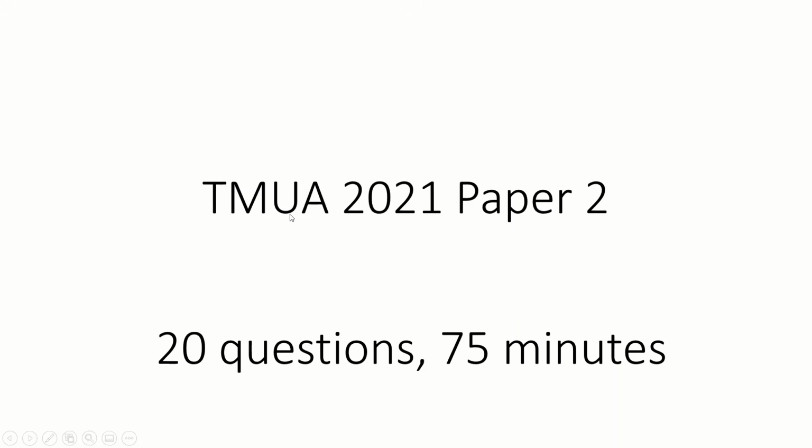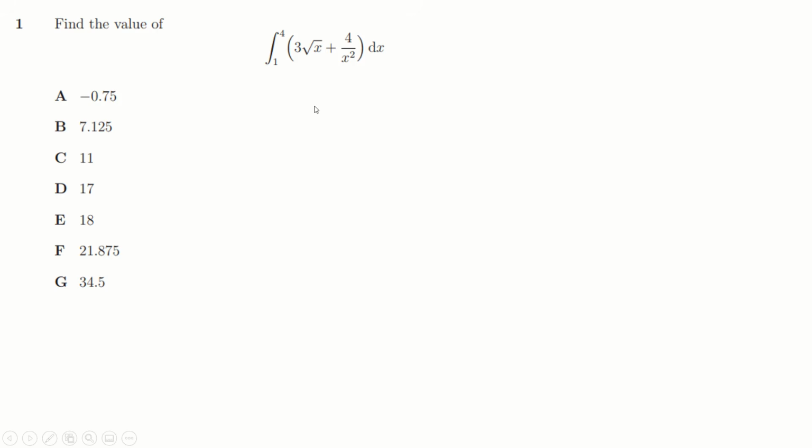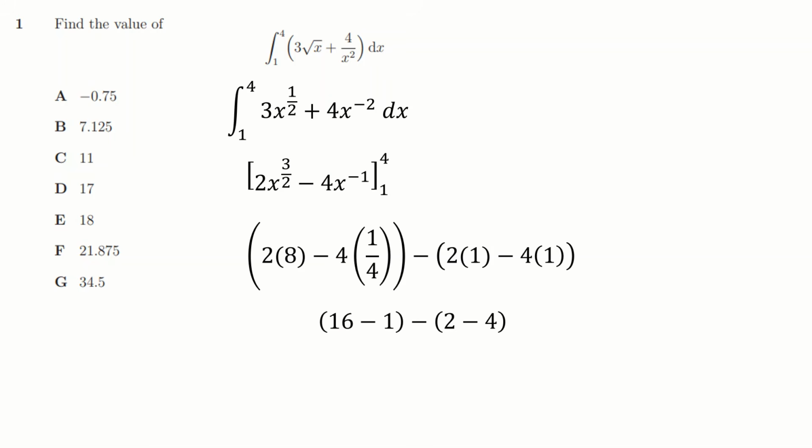Okay, so this is TMUA 2021, paper number 2, 20 questions, 75 minutes. You've got to work pretty quickly. Let's get straight into it. First question is just a simple integration. Change these powers to be fractional or negative so you can actually integrate. I'm not going to go over this in any real detail because if you're taking TMUA seriously, you should know how to integrate and you should know how to substitute negatives in and you should get the answer.